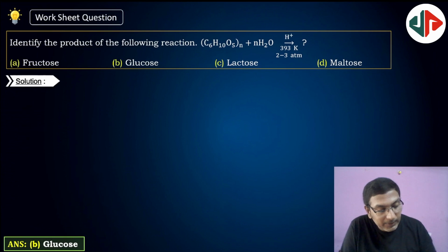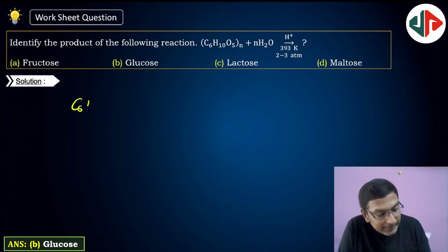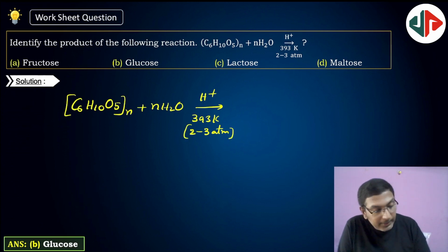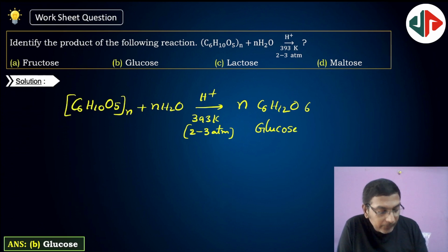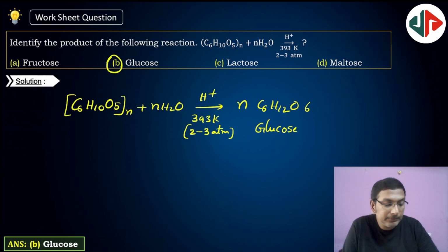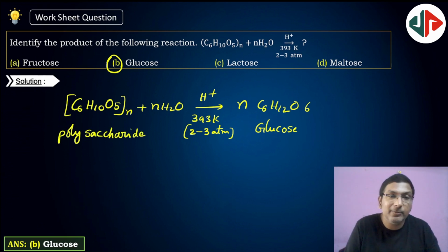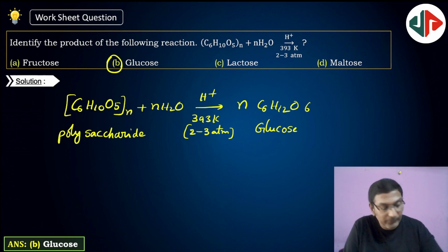Identify the product of the following reaction. That means C6H10O5 n times, which is polysaccharide, undergoes hydrolysis at 393 kelvins and 2.3 atmospheres. It gives n moles of C6H12O6 glucose. Therefore, option B. Simple question. So this is polysaccharide. Polysaccharide general formula C6H10O5 n times. Next.